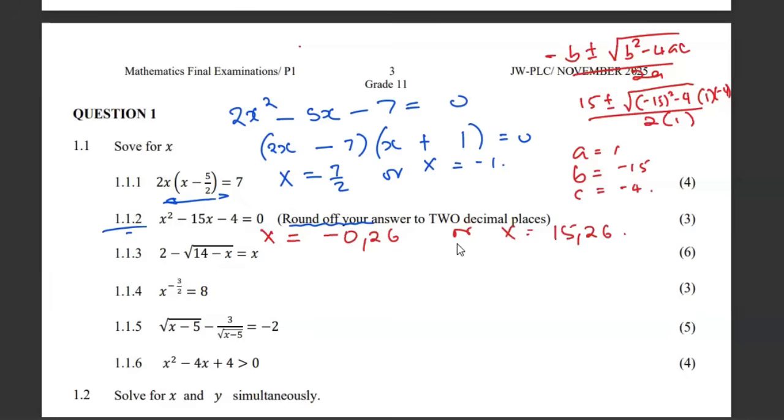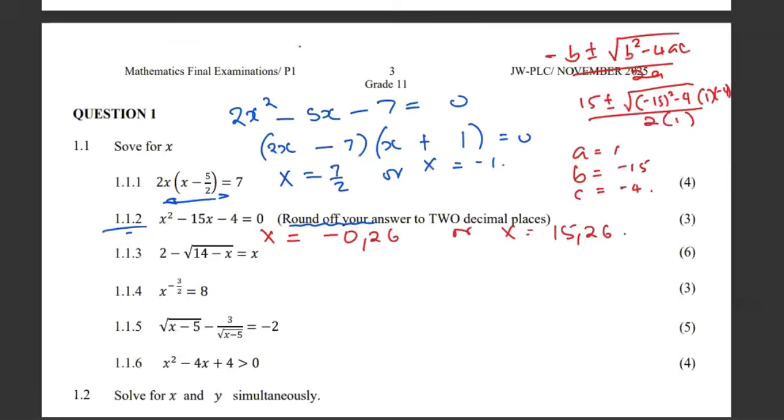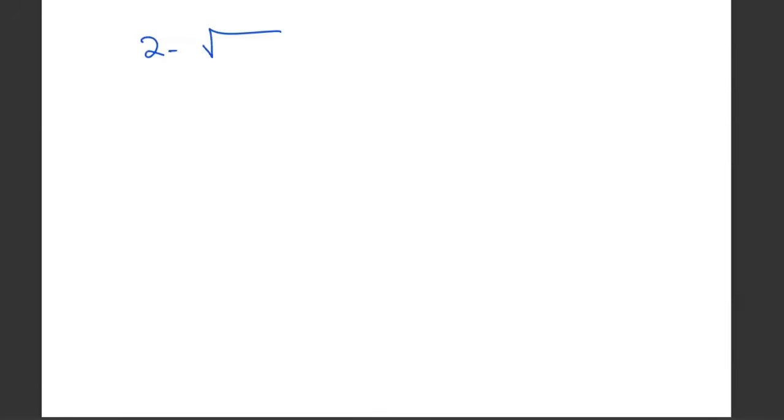All right, then 1.1.3. Okay, I'll write it this side. It's 2 minus square root of 14 minus x is equal to x. So step number 1, isolate the root. Let's move the 2 that side. So that's 14 minus x is equal to x minus 2. And then we need to square either side. So this squared and then that side squared.